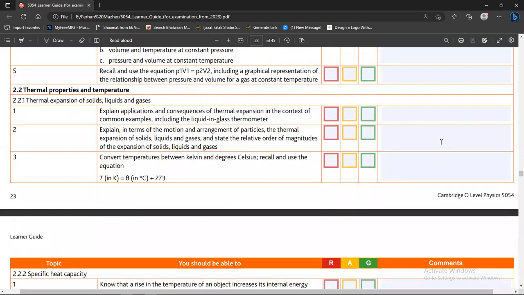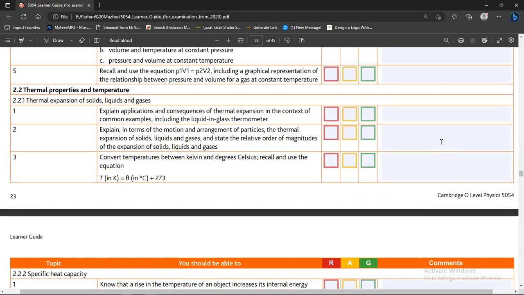The next topic is thermal properties and temperature. Thermal expansion of solids, liquids, and gases. Explain applications and consequences of thermal expansion in the context of common examples, including the liquid-in-glass thermometer. Explain, in terms of the motion and arrangement of particles, the thermal expansion of solids, liquids, and gases, and state the relative order of magnitudes of the expansion of solids, liquids, and gases.